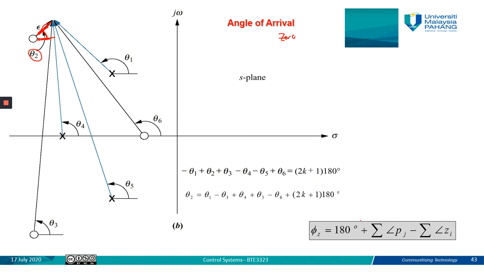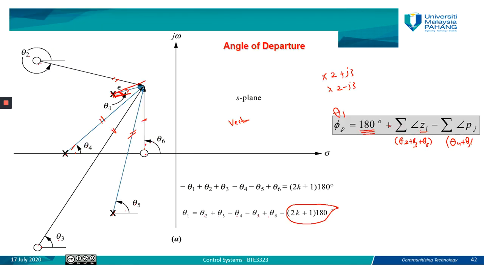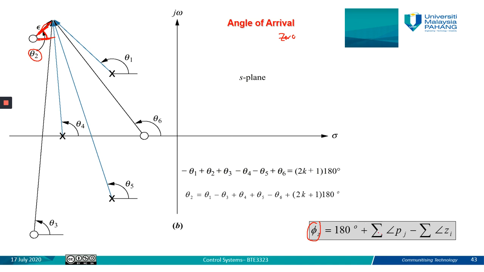So we need to apply this formula, which is theta z here equal to 180 plus angle of poles minus angle of zeros. In the previous one, it was plus angle of zeros minus angle of poles. Here, no, it's opposite. It's plus angle of poles minus angle of zeros.